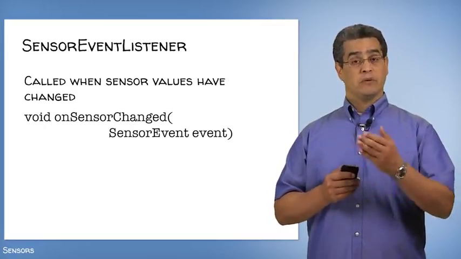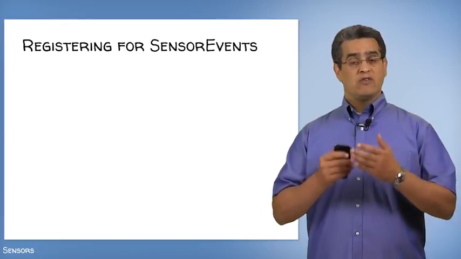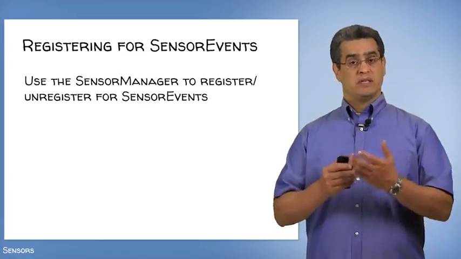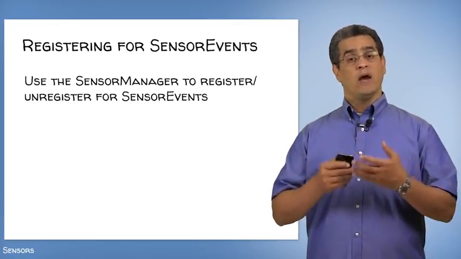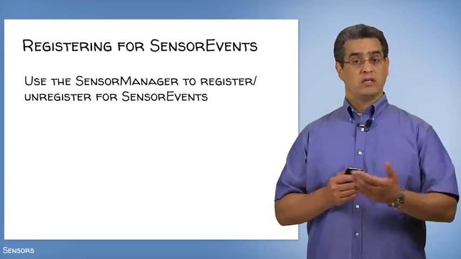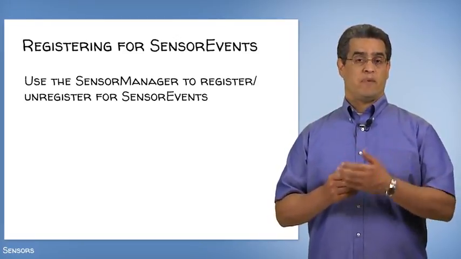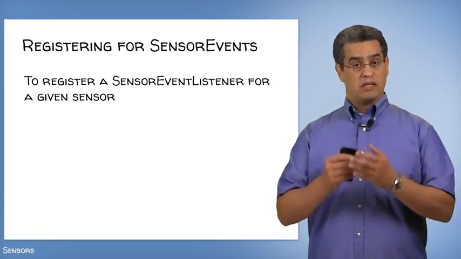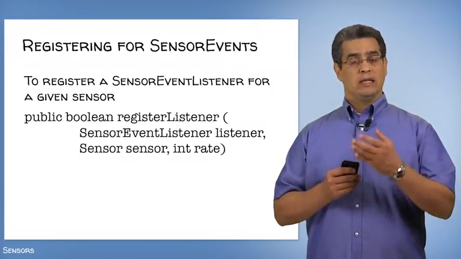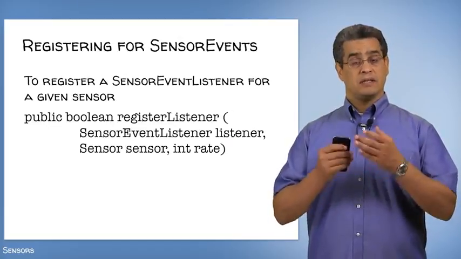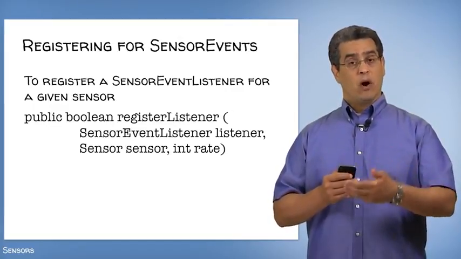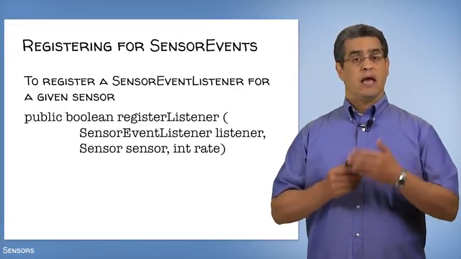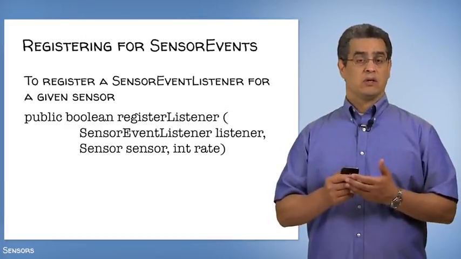Before your application can receive sensor events, however, it will need to register a sensor event listener. And once it's done with the sensor, you'll also want to unregister the sensor listener, in order to avoid wasting battery power. To register a sensor event listener for a given sensor, you call the registerListener method, passing in the sensor event listener that will be called back for the sensor you want to listen to, and the rate at which you want the sensor to be polled.